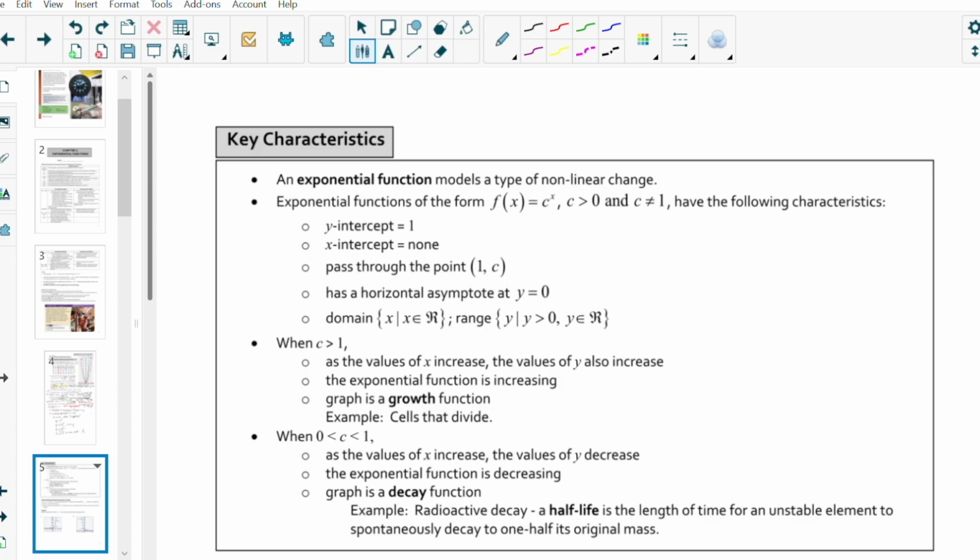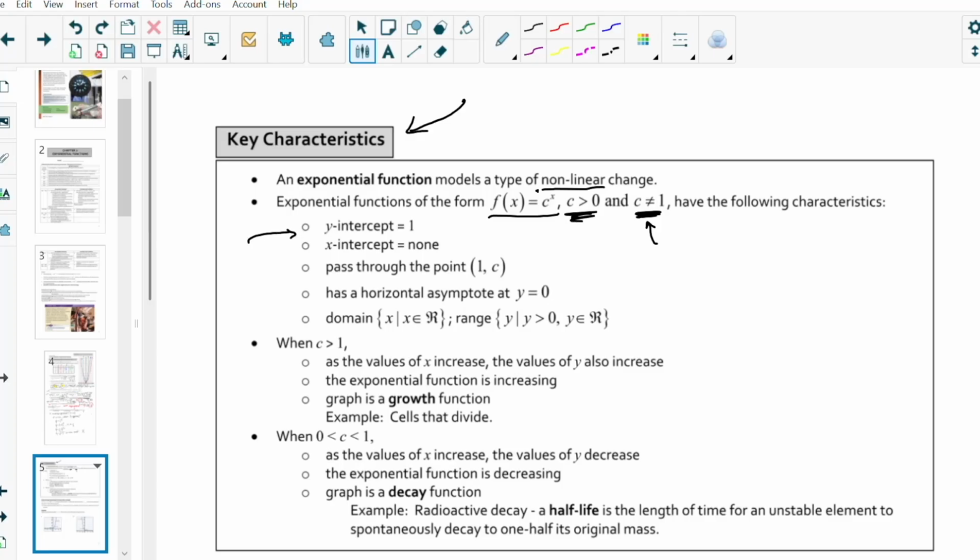Okay, so let's go over some definitions. Key characteristics. An exponential function models a type of nonlinear change. Exponential functions of the form, so this is the most basic, f of x equals c to the x, where c is greater than 0 and c does not equal 1. If c equals 1, then it's linear, right?